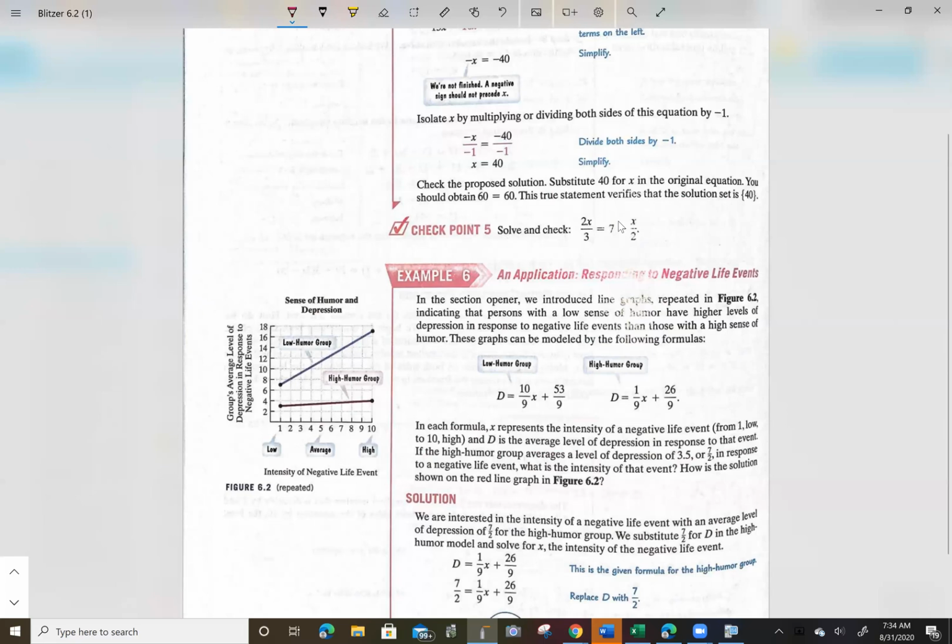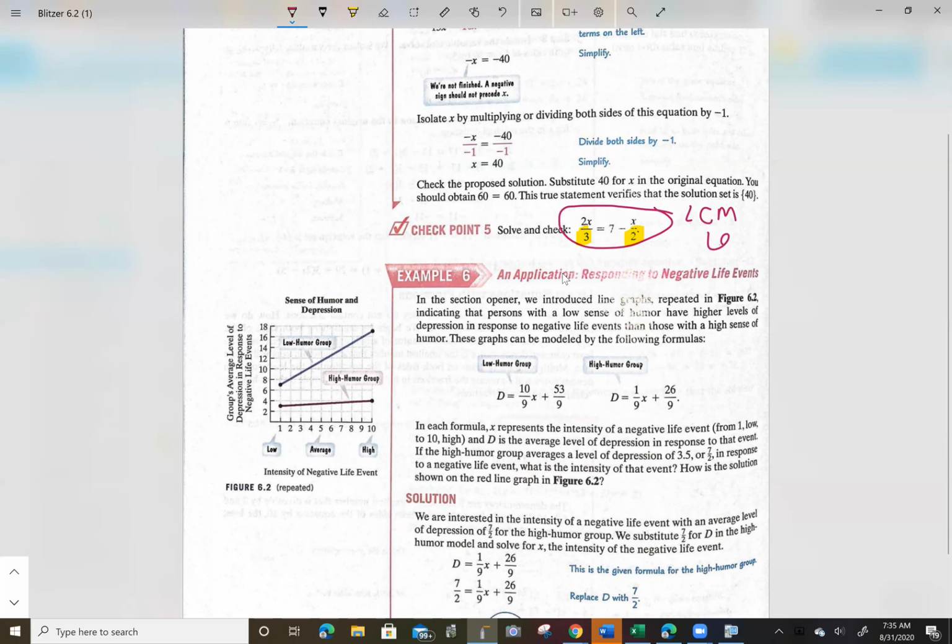All right, checkpoint 5, solve and check. The first thing to do is multiply the whole thing by the least common multiple. It's hard for me to talk and write at the same time. I'll get you started. If we have a denominator of 3 and a denominator of 2, I would multiply that entire equation by anyone? 6. And it doesn't have to be the least common multiple. It could actually be any common multiple, but the least common multiple will give you the smallest numbers.